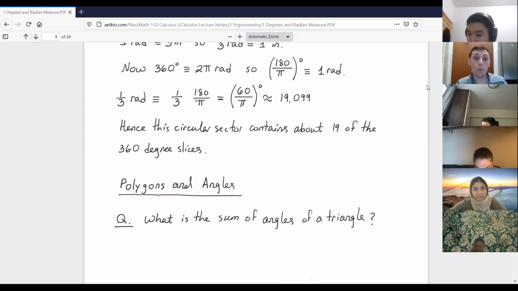Now I'm asking you, why does the sum of angles add up to 180 degrees or to pi radians? Any ideas? It's, by the way, not a simple question, guys, and very important.